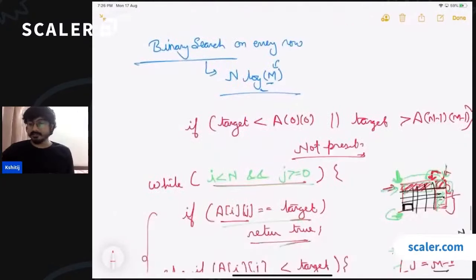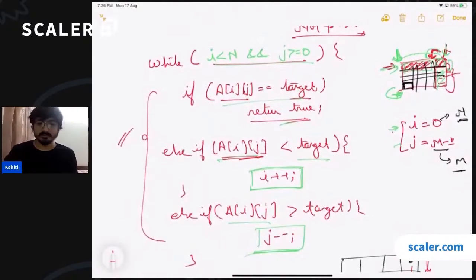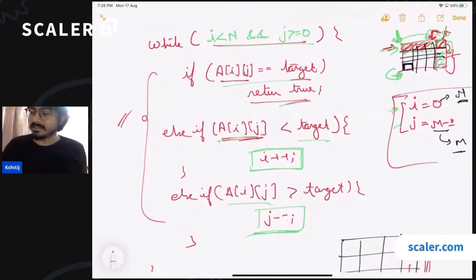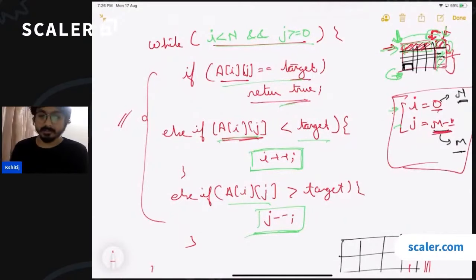We have written the code, right? This is the actual code, not the pseudocode. This is how you are going to initialize your I and j, I from 0, j from m-1.